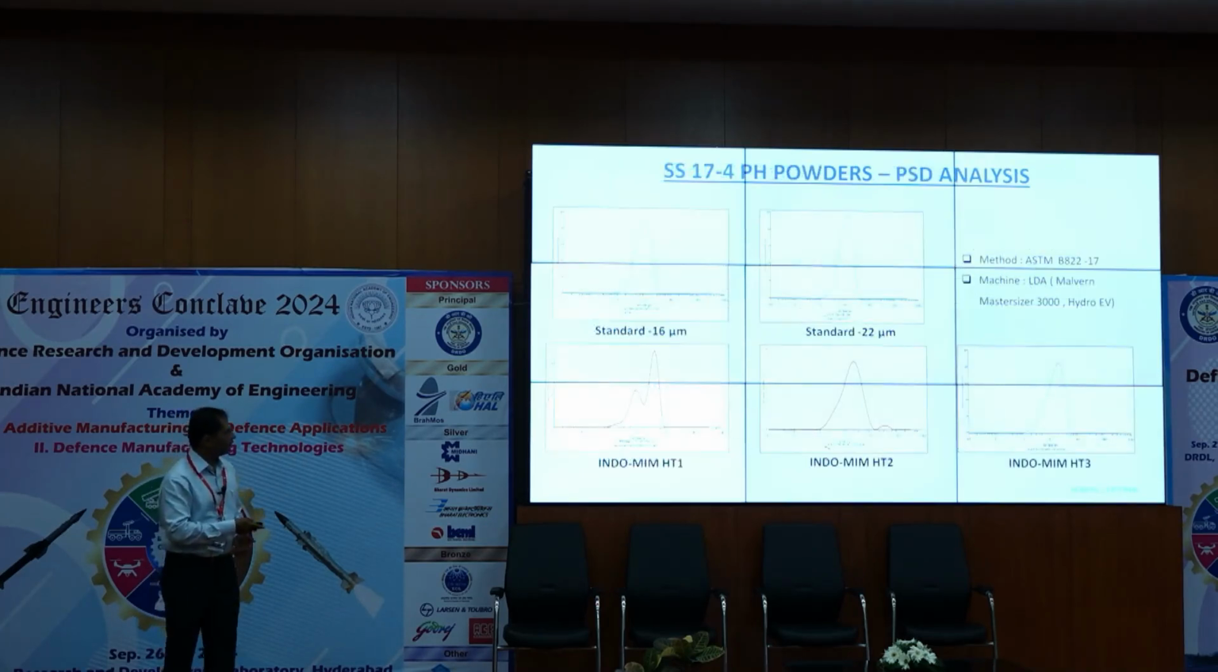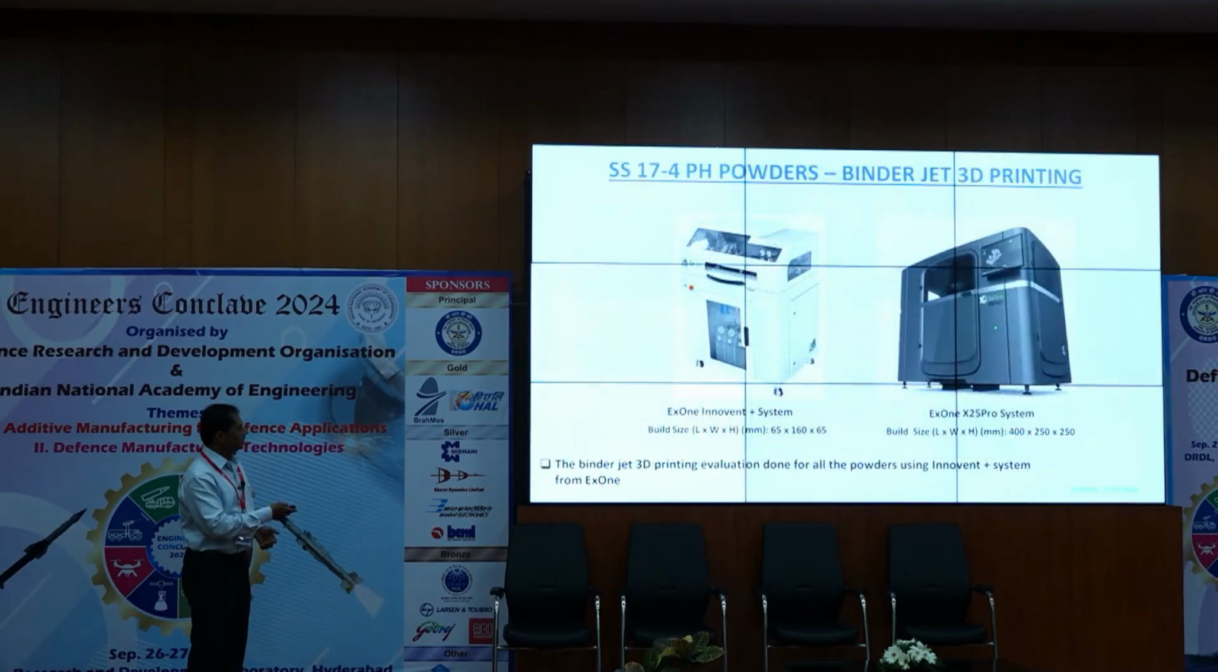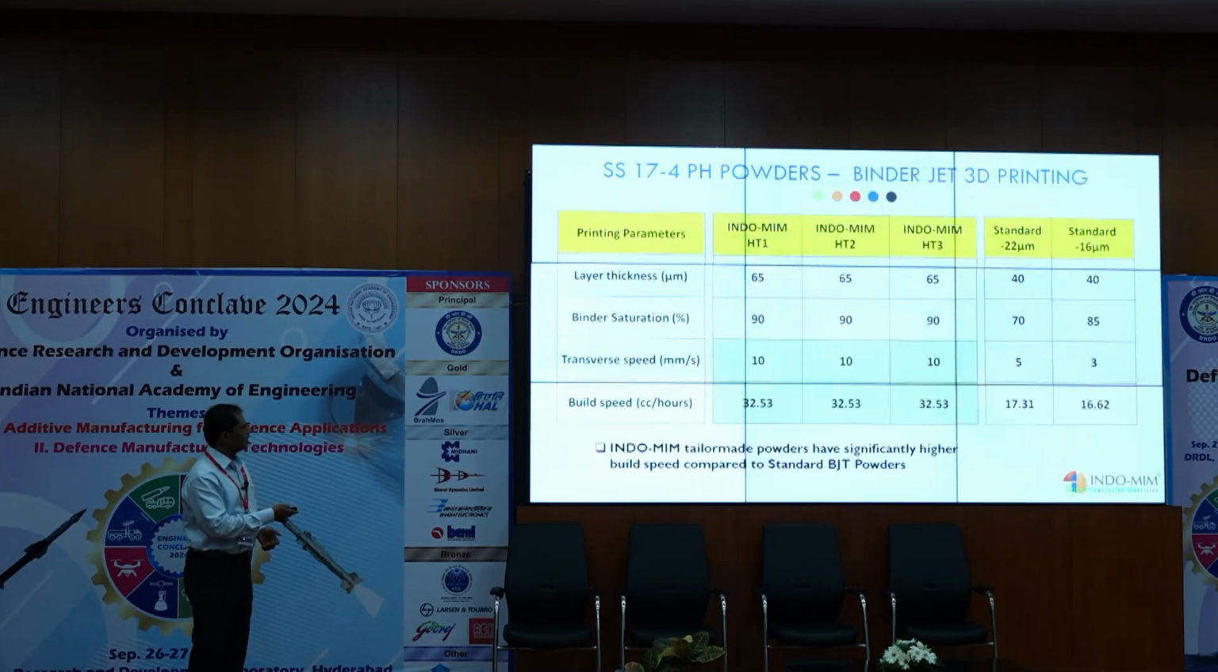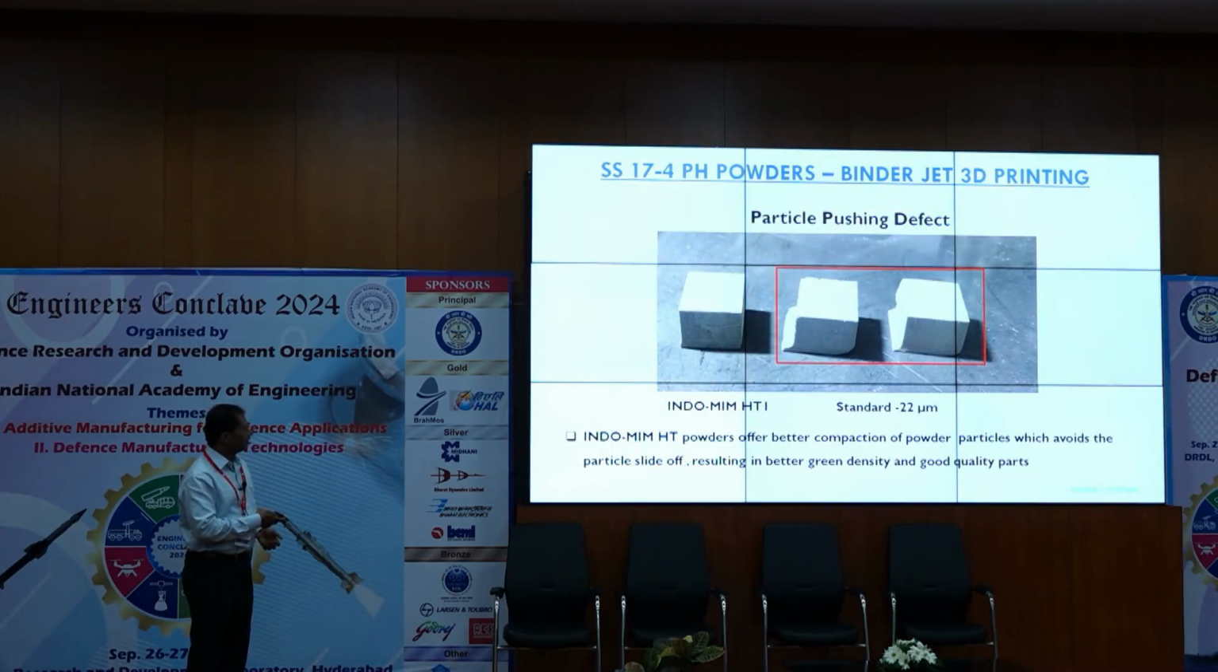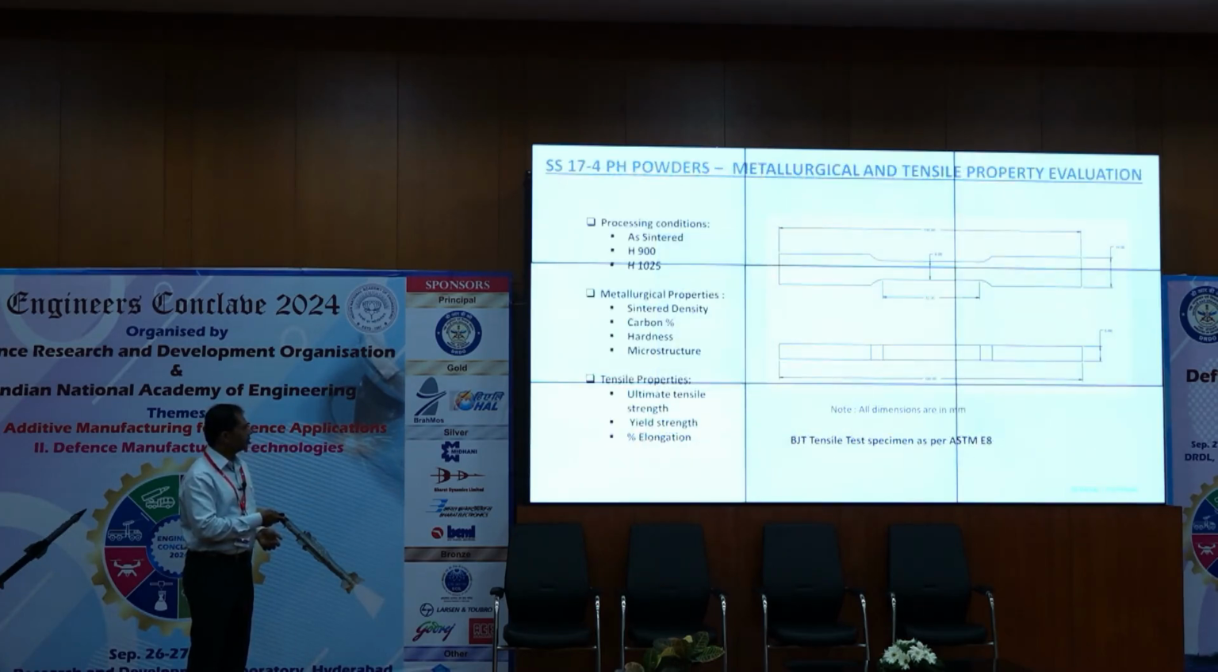I will not go into the detail of what we have done, but I will go to the final evaluation. We printed components, and one more advantage we are seeing is that we could increase the layer thickness to almost 1.5 times what we typically used with the standard powder, which improved the build speed to almost double. So we can improve the productivity as well. We can avoid some of the defects we typically see.